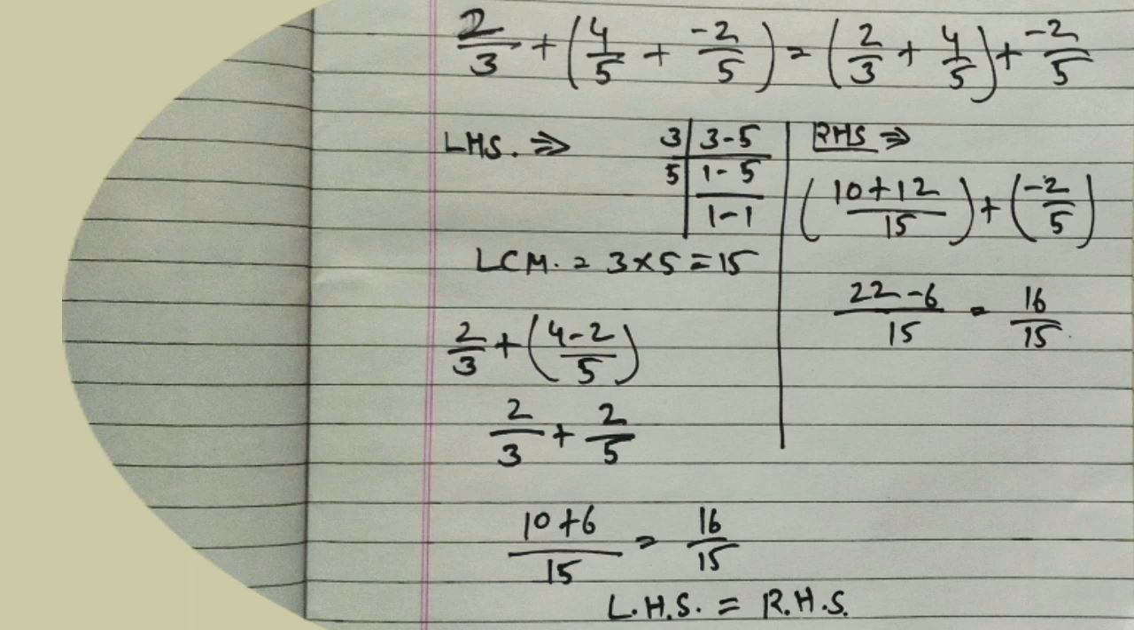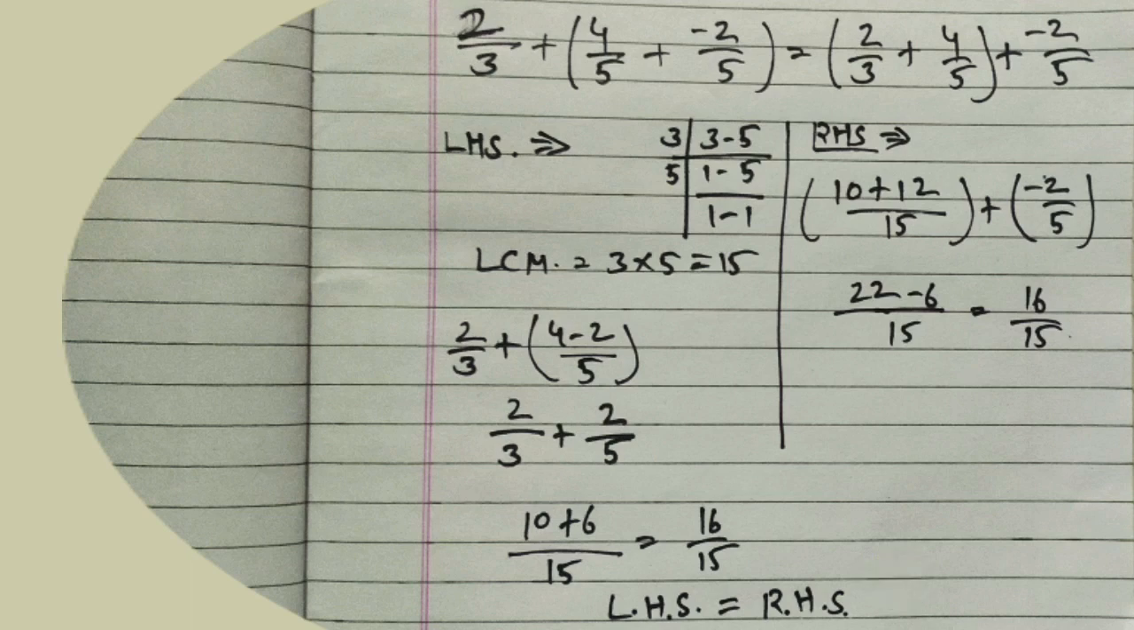Now the denominators are different, so we need to take the LCM of 5 and 15. It will be 15. 15 divided by 15, the answer will be 1. 1 multiplied with 22 will be 22. Minus, 15 divided by 5 is 3, and 3 is multiplied with 2, so the answer will be 6. 22 minus 6 over 15 equals 16 over 15. This means left hand side equals right hand side.